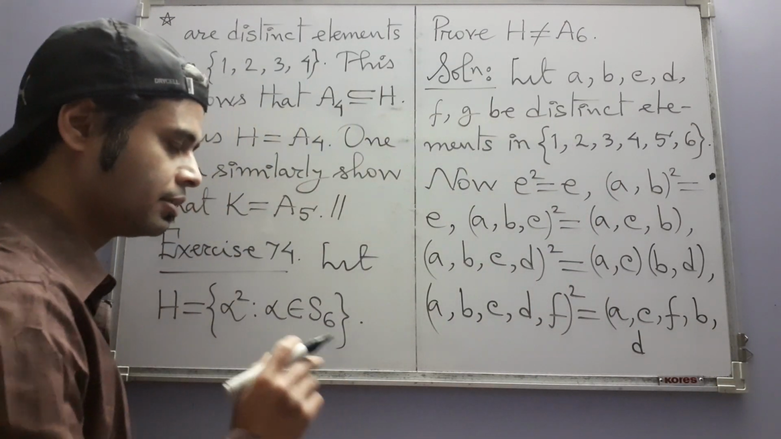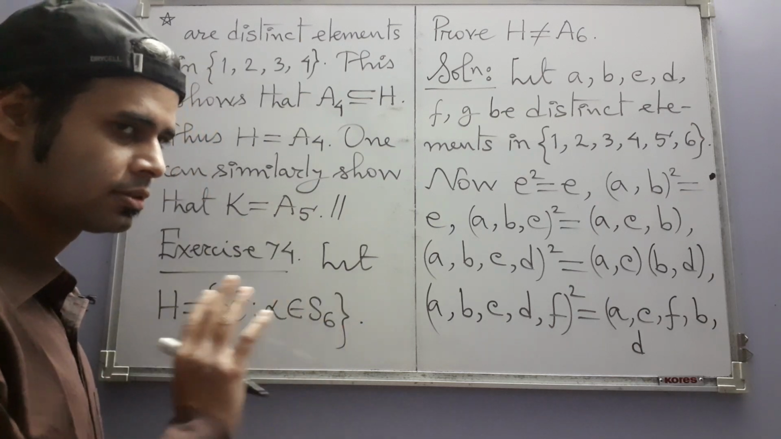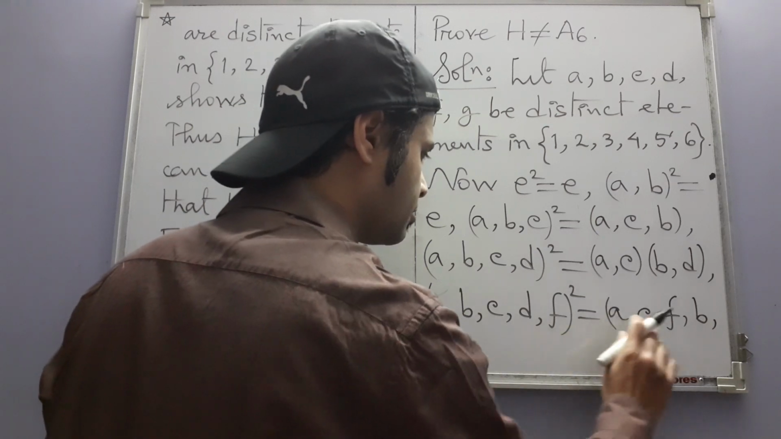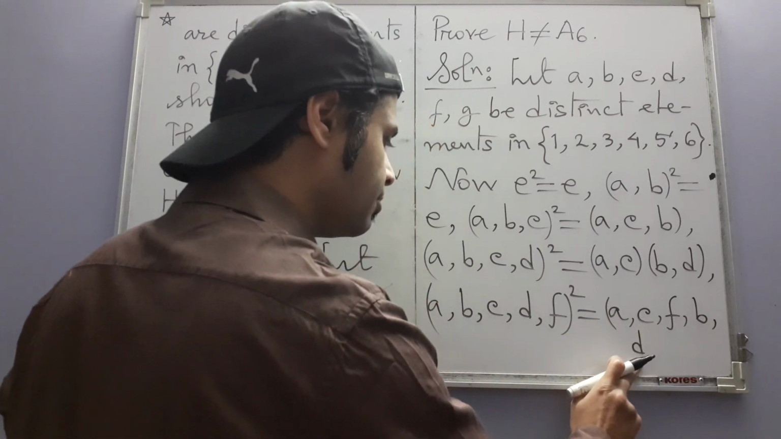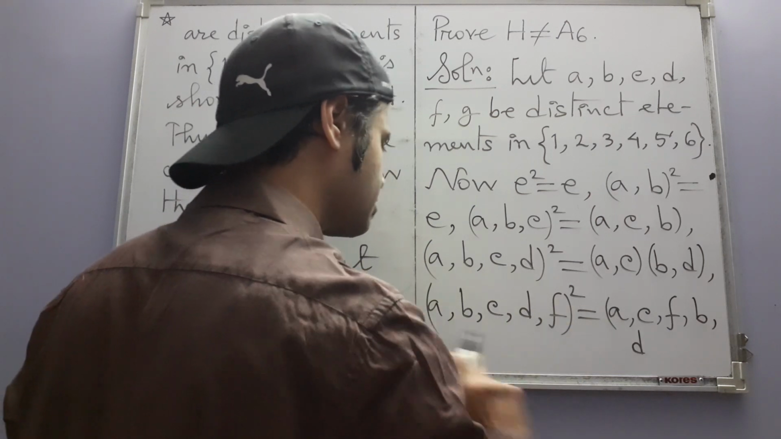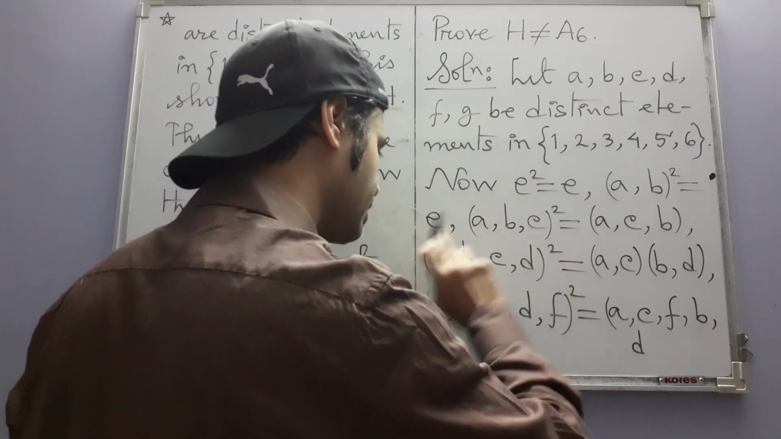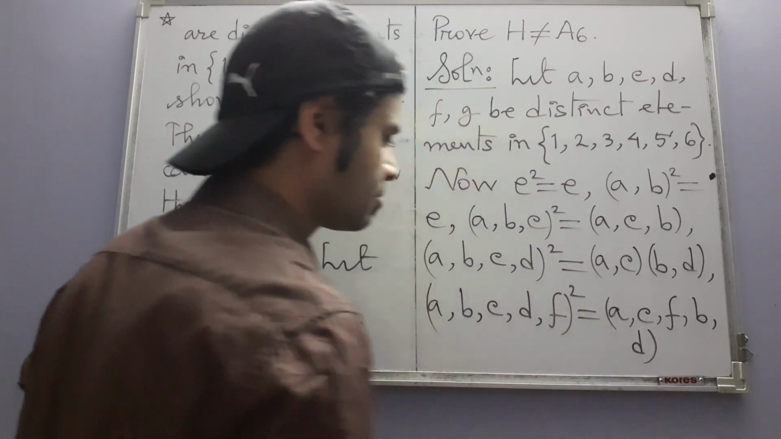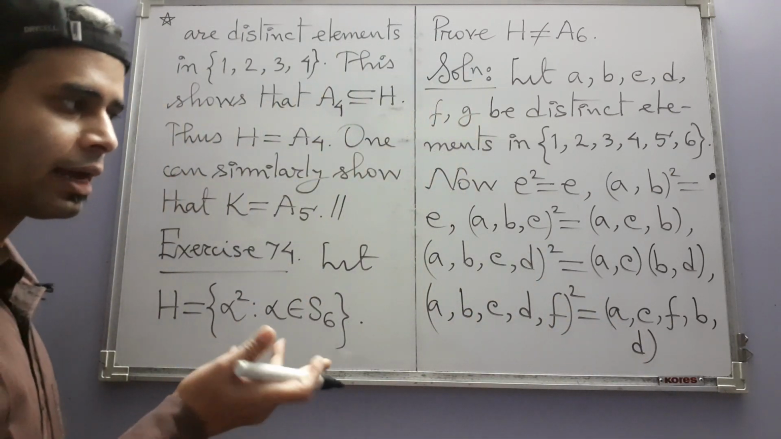I have to write it this way. It doesn't look good, but what can I do? And now where does D go? D goes to F when you apply this 5 cycle once, and then when again you apply that, F goes to A, so D goes back to A. So the square of a 5 cycle is again another 5 cycle.